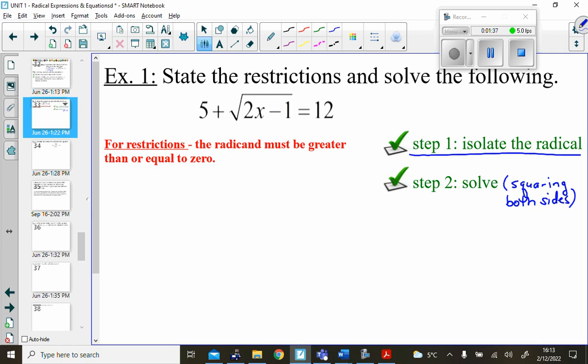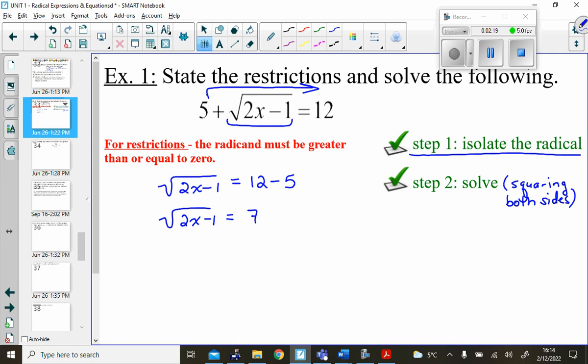If you have 5 plus the square root of 2x minus 1 equals 12, your first goal is to take this radical and get it by itself. There's a 5 that's with it. So I'm going to take 5 to the other side. Thus, I will be isolating the radical. If I took the 5 to the other side, then the square root of 2x minus 1 is going to be left on the left, and the 5 becomes a subtract 5. So I will have square root of 2x minus 1 equals 7.